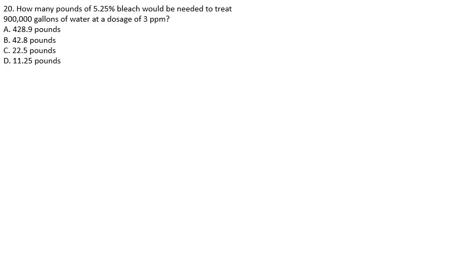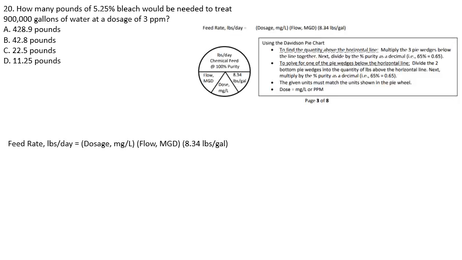Question 20. How many pounds of 5.25% bleach would be needed to treat 900,000 gallons of water at a dosage of 3 parts per million? Again, for dosage problem, we're going to use the Davidson pie chart. So what we know is our dosage, our gallons. We can solve for the bottom. And flow has to be a million gallons per day. So divide the 900,000 by a million, get 0.9 million gallons per day times 3 milligrams per liter for your dose.